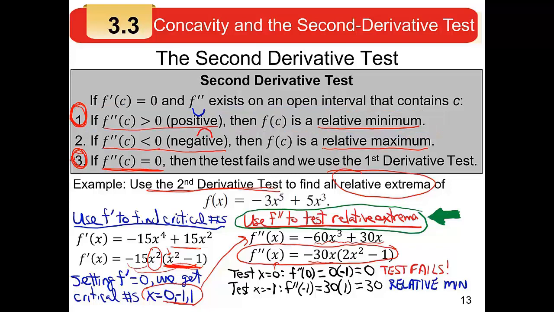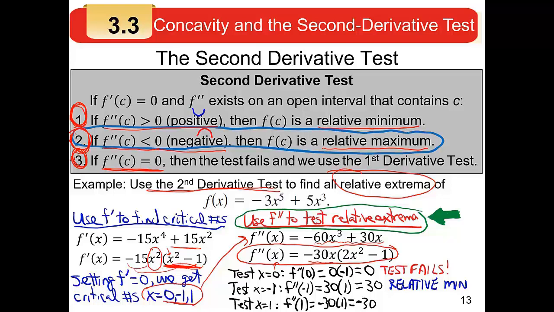Test the last one. The last one's positive 1. Plug a positive 1 in, you'll end up with negative 30. That puts you into case 2, and in case 2, you have a negative second derivative. That means you have a relative maximum. So the instructions were to use the second derivative test to talk about maxes and mins, and we were able to get 2 of the 3 done with the second derivative test.